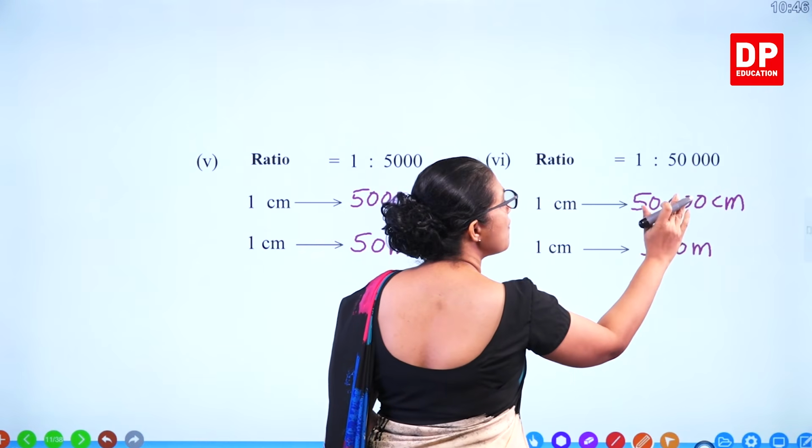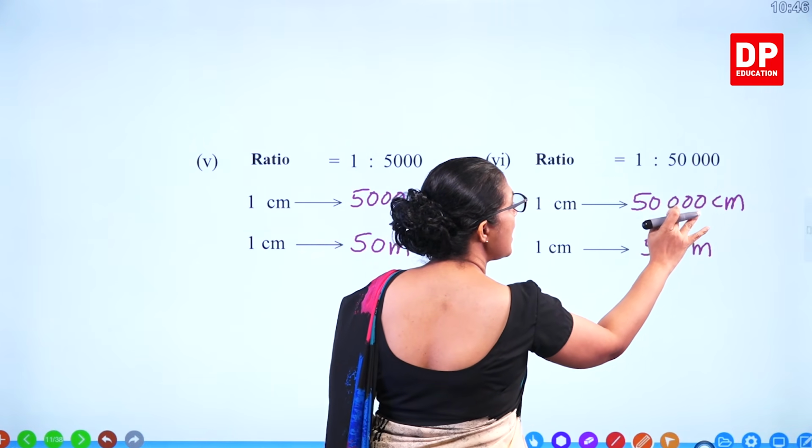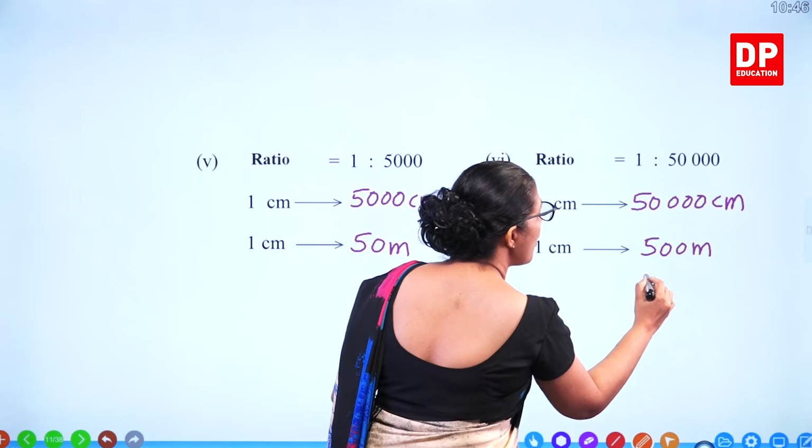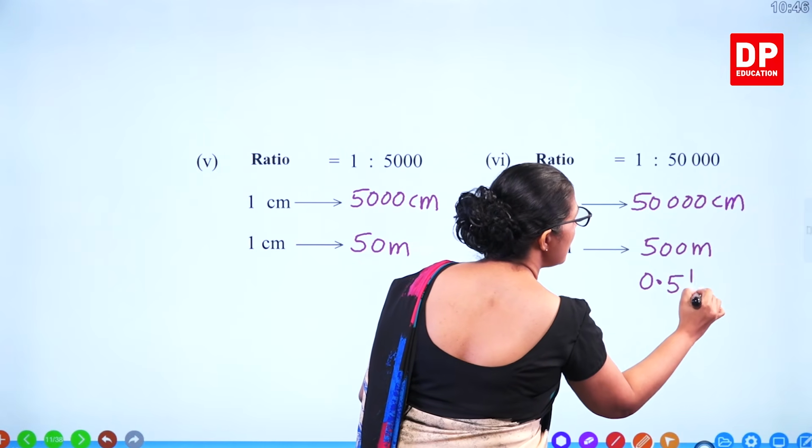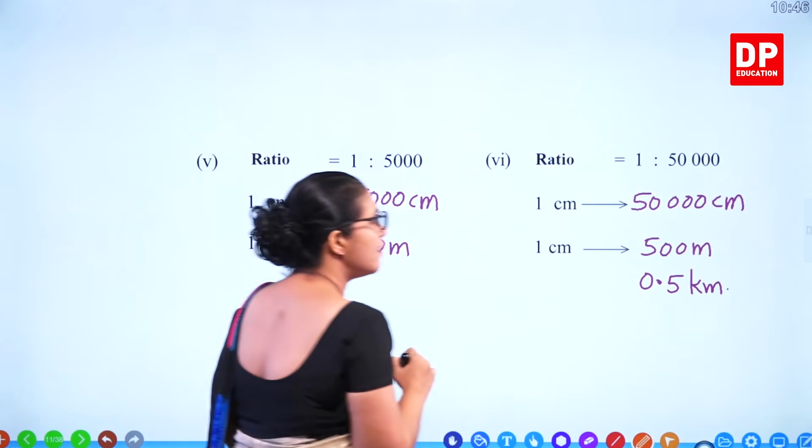Or if you are dividing by 1000, again you get 0.5 kilometer also you can write.